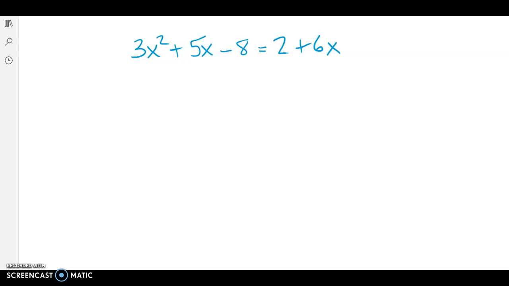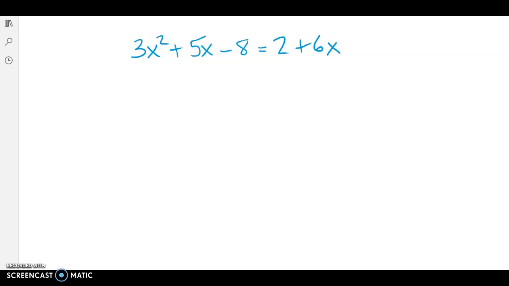Hey everyone, so just a quick reminder of how to solve a quadratic equation for the roots. So we're trying to find the roots. Remember, that's the same thing as zeros or x-intercepts or solutions. So to find the solution, we need to first move everything to the left side.